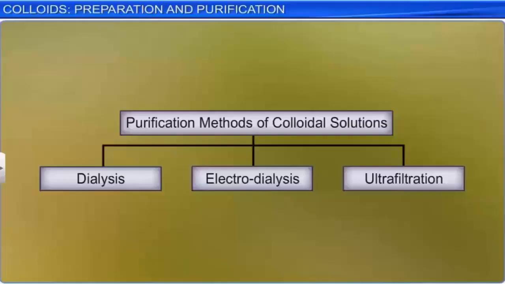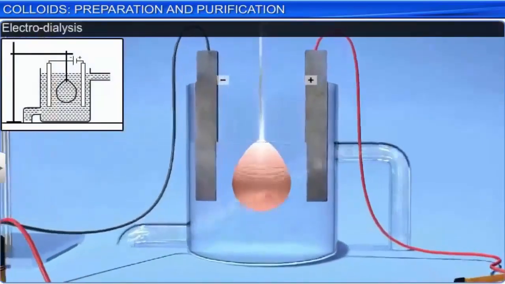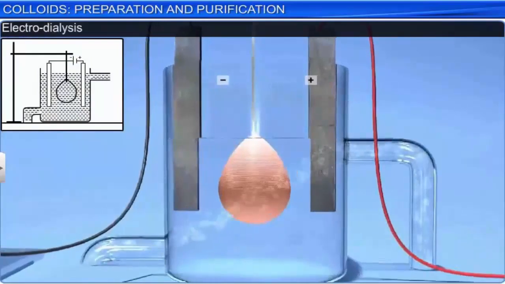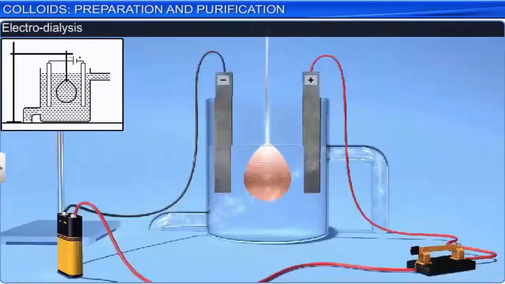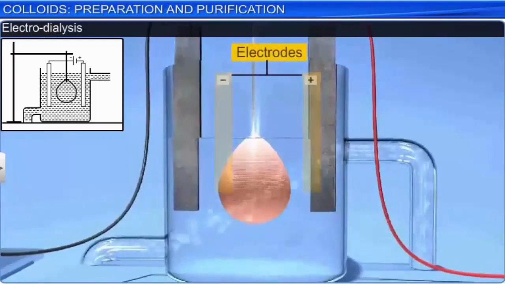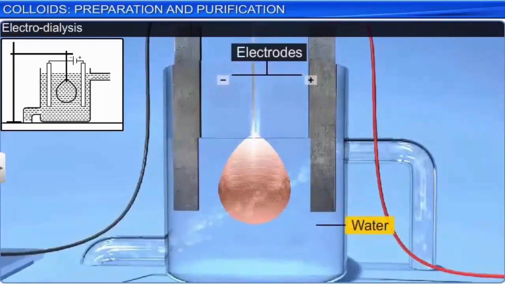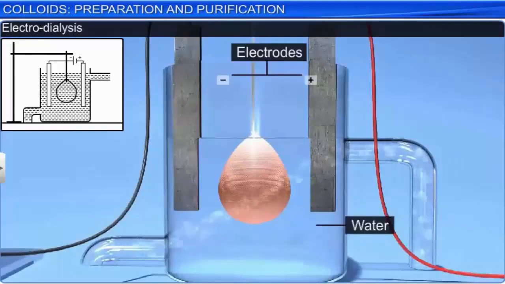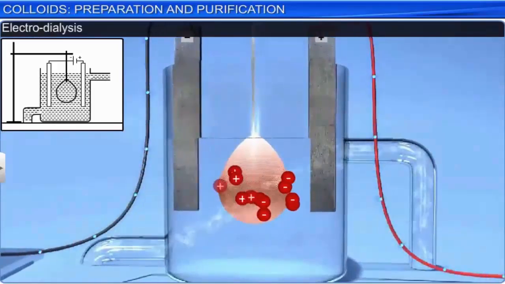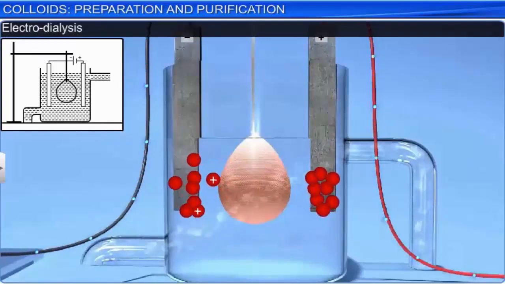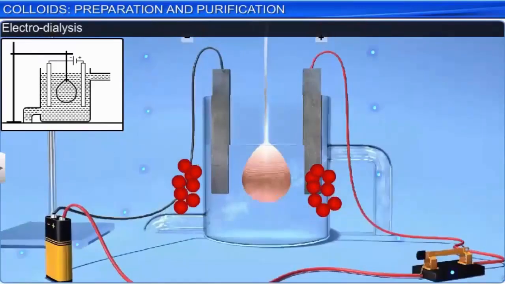A modified form of dialysis is known as electrodialysis. The ordinary dialysis process is a slow process. To hasten the process of purification, dialysis is carried out by applying an electric field. In this process, 2 electrodes are placed in the water compartment as shown here. When an electric field is applied across the electrodes, the ions of the electrolyte present as the impurity diffuse towards the oppositely charged electrodes at a faster rate.